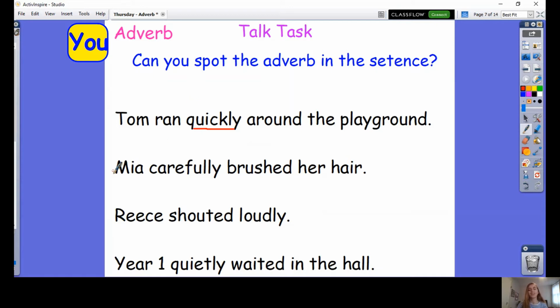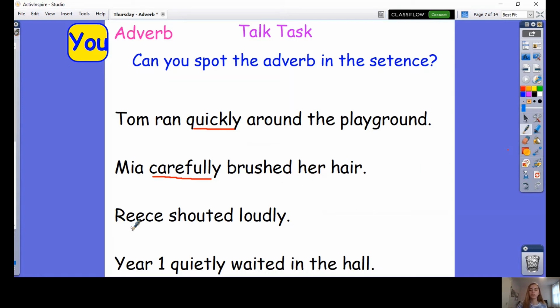Sentence number 2. Mia carefully brushed her hair. Which word is our adverb? Well done. Carefully is our adverb. Carefully, she brushed her hair. Our verb is brushed. Brushed is the thing that she is doing. She's brushing her hair, and carefully tells me that she's probably doing it nice and slowly to make sure her hair is nice and neat.